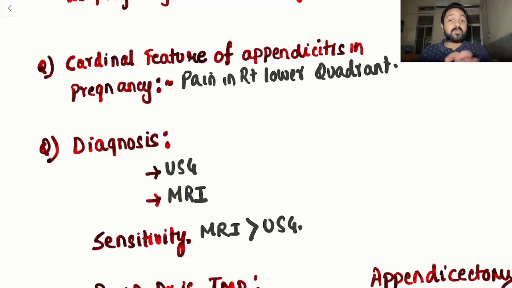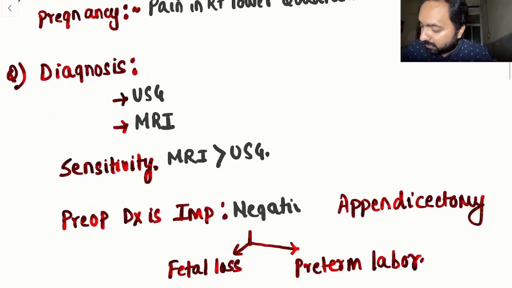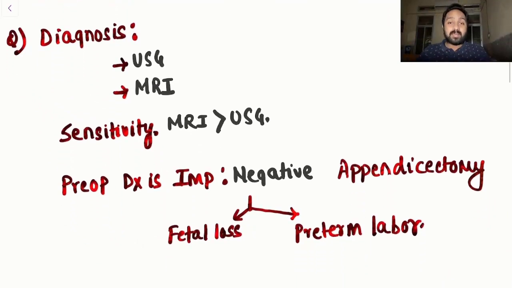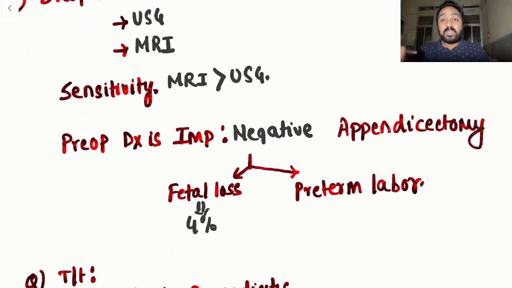Why is this pre-op diagnosis important? Because if you have a negative appendectomy, what is going to happen? The fetal loss rate is approximately 4% and the preterm labor rate is approximately 10%. So it is very important that you make a diagnosis of appendicitis.